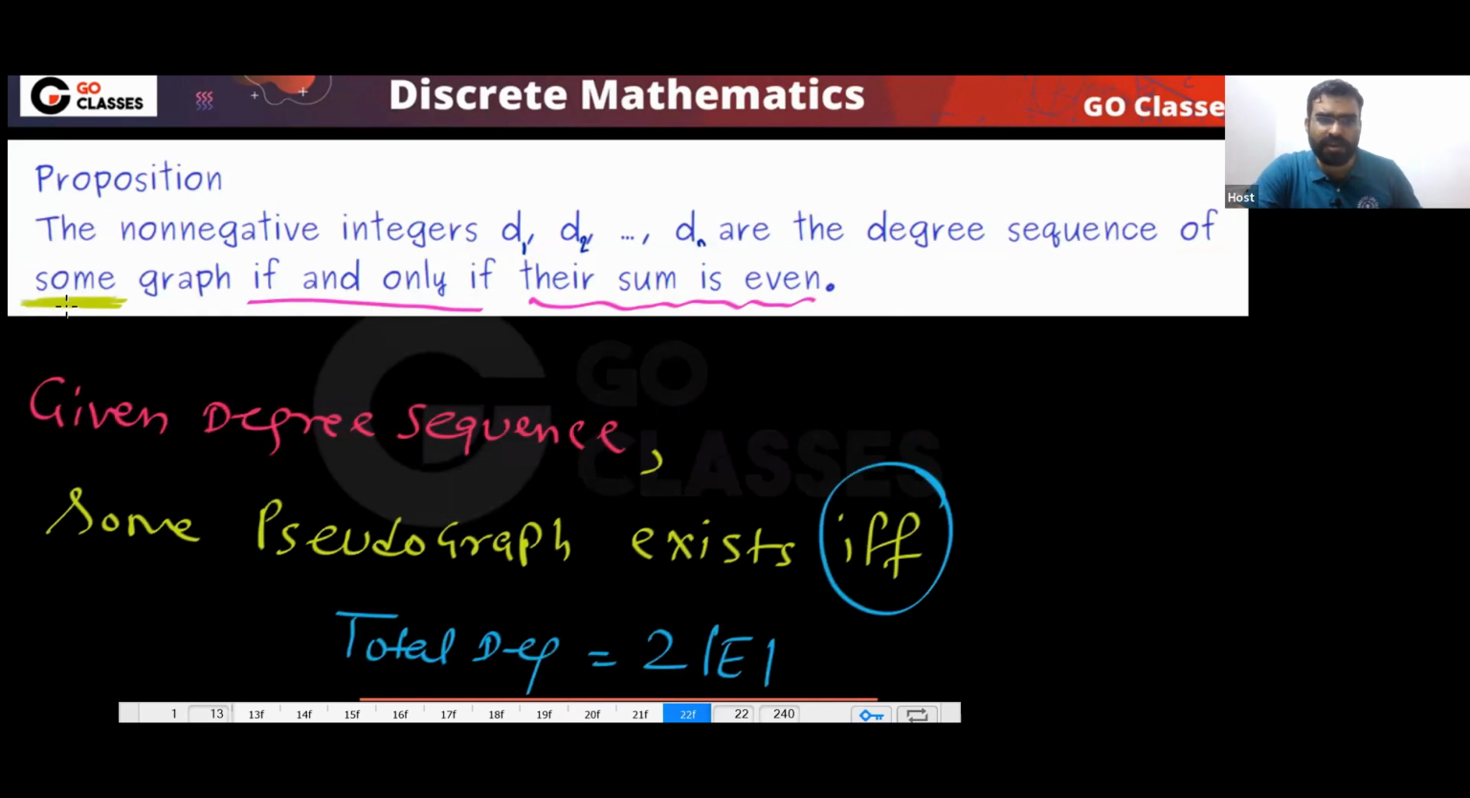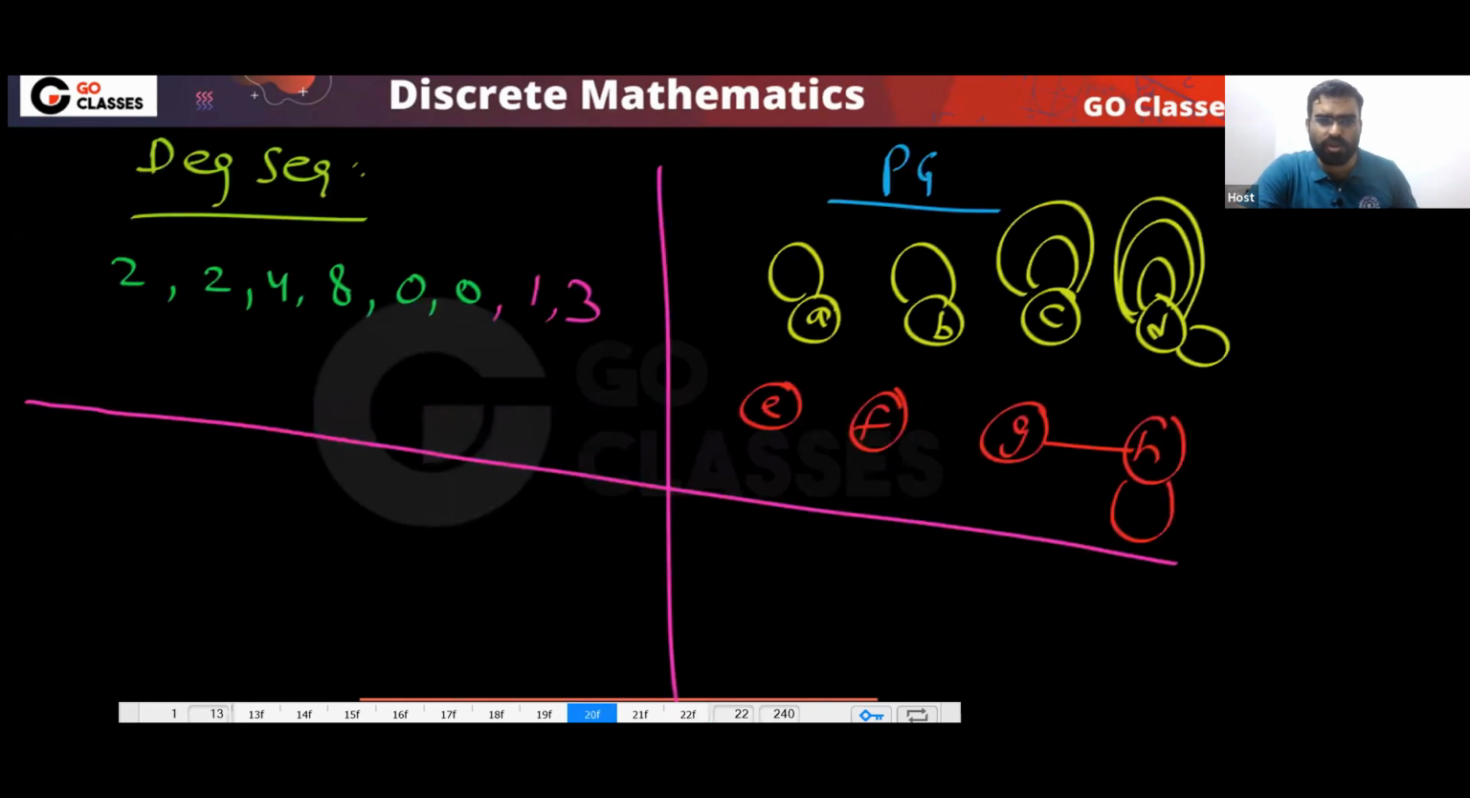Can you create at least one pseudograph? For example, if I give you this degree sequence 3, 2, 1, 1, can you create a pseudograph for this degree sequence?